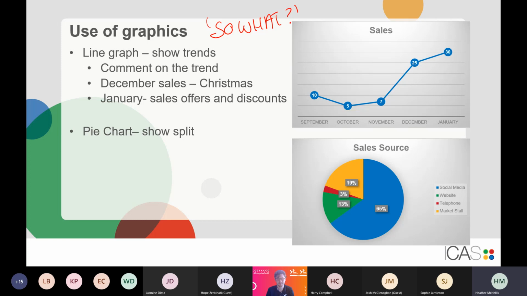You could also create a pie chart showing your split, and you can do this for both sales and expenses. So here I've done my sources of sales. I've said, well, 65% came from social media, 13% from my website, 3% from phoning me, and 19% from my market stall that I had.